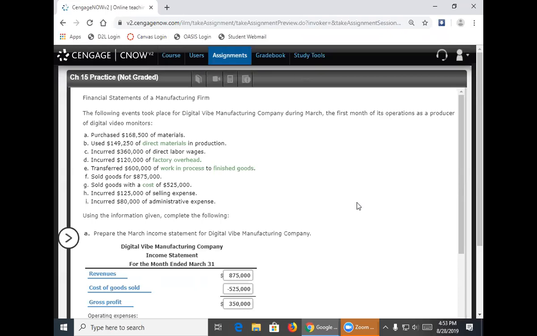I'm just going to put a DM for direct materials. So 149,250 gets credited to materials. Those materials go into the work in process. Your work in process inventory is where everything gets manufactured. So all of your product costs are going to go into this work in process. Those materials get transferred into work in process. Again, direct materials.